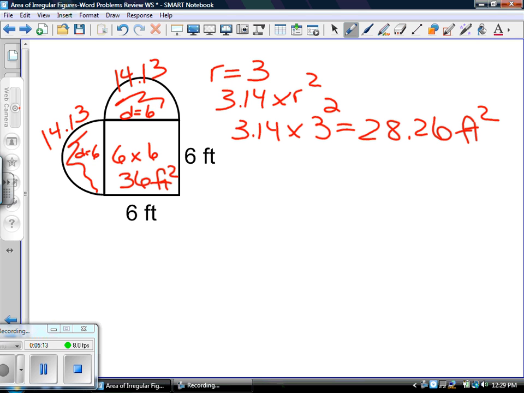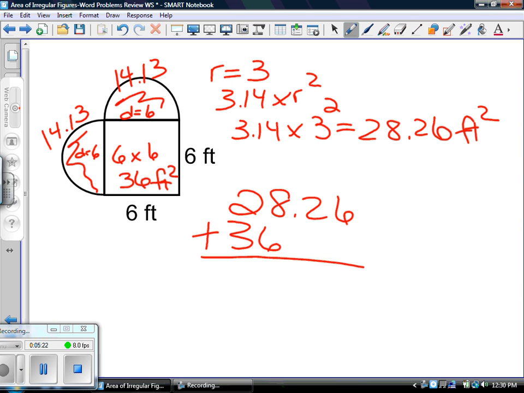And then what you can do is you can take your square, so your 36, and your 28.26, which actually includes both half circles, add them together, and now, including everything, it is 64.26 feet squared. Now, you'll always watch for rounding directions. I tend to round in my class to the nearest tenth, so this would end up becoming 64.3 feet squared. That's going to vary depending on what your directions are, so always read your directions and make sure you follow them so you gain the most amount of credit possible.